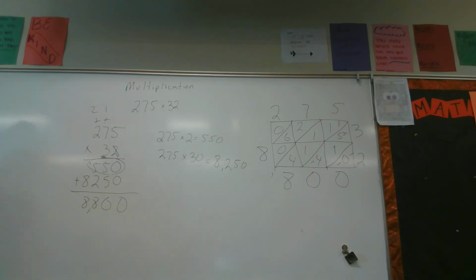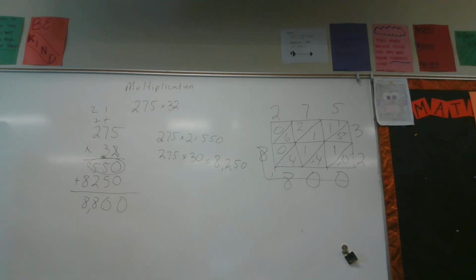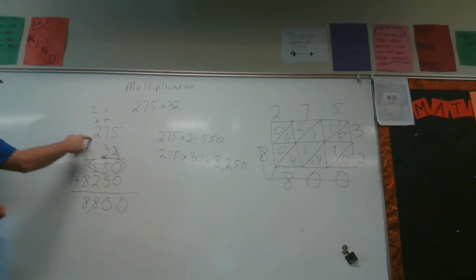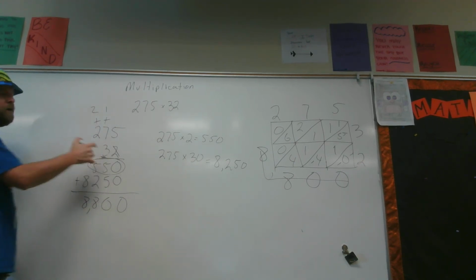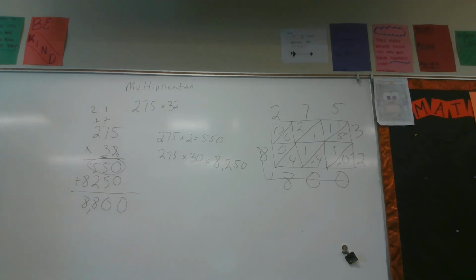0 plus nothing is 0. And so we get the same answer, 8,800. So you can use any of those 3 ways you want. I use this because it's easier for me. But you can break it up. 275 times 2, because we have 2 in the ones place, so you're multiplying by 2 ones. 275 by 30, because you have 3 in the tens place. 3 tens equals 30. So that's just a quick review of some multiplication strategies.